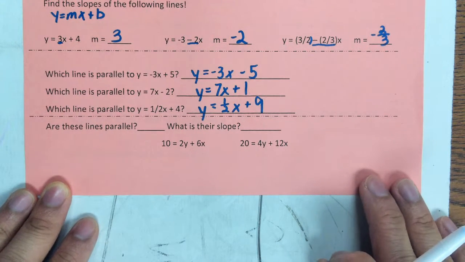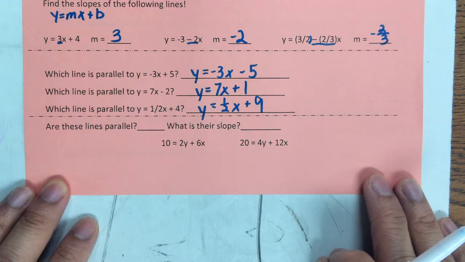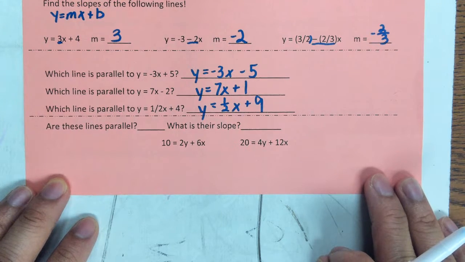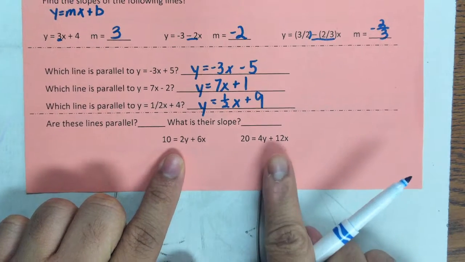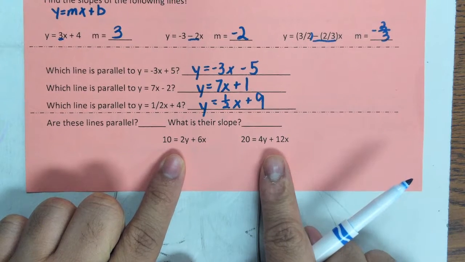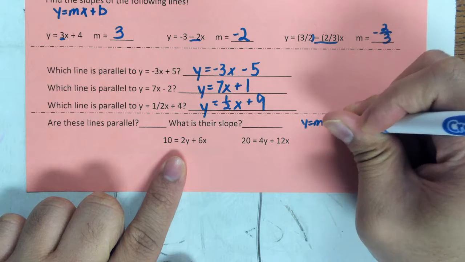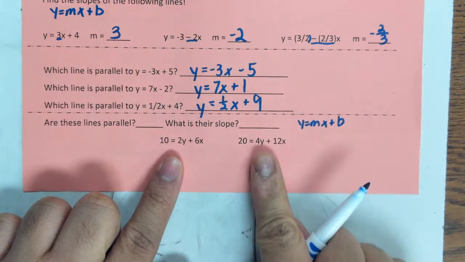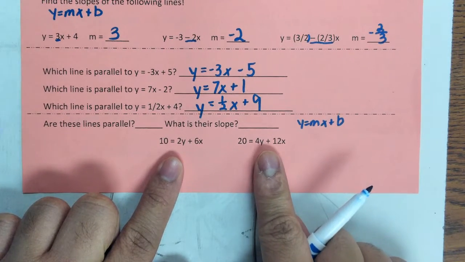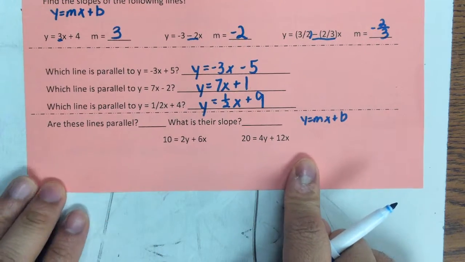Okay. So next, are these lines parallel? Again, for parallel lines, we need to check the slope. However, my equations are not in y equals mx plus b form. So let's go ahead and get them into y equals mx plus b form, so that we can compare the m and the b properly.